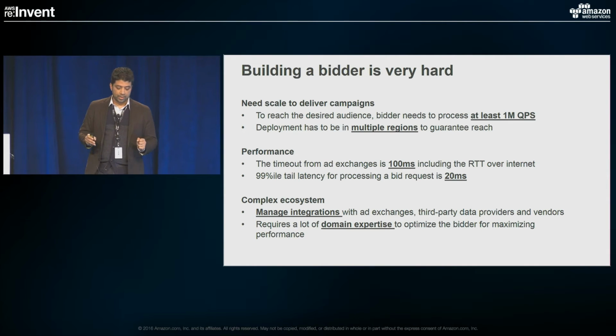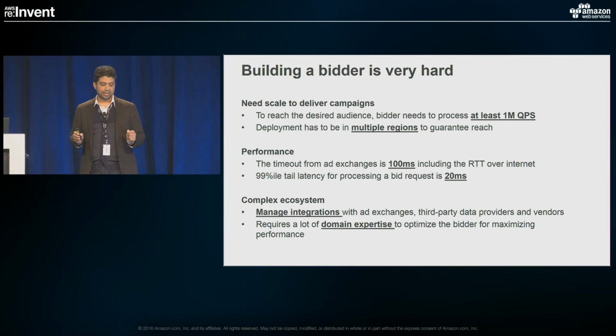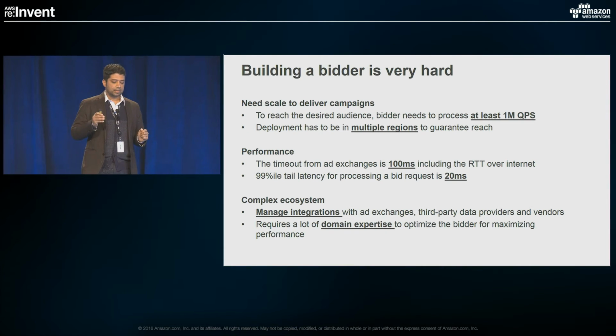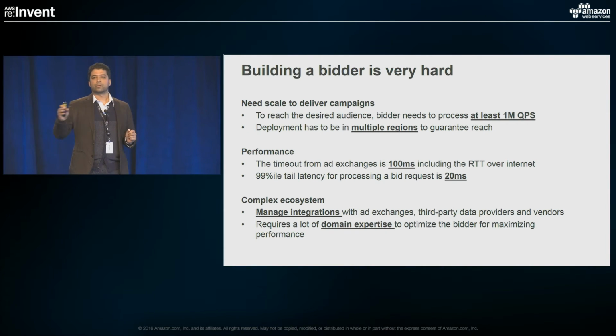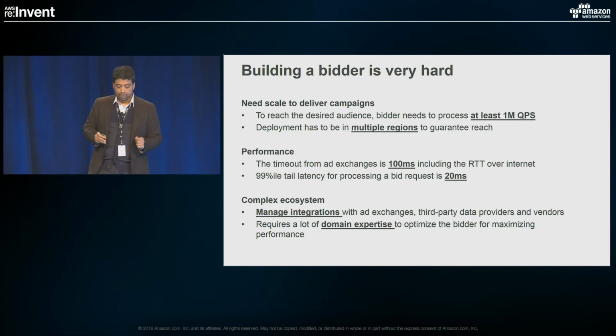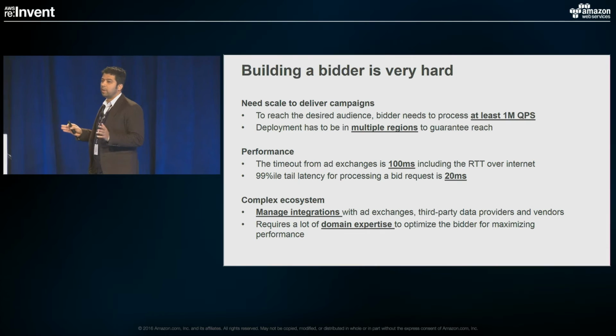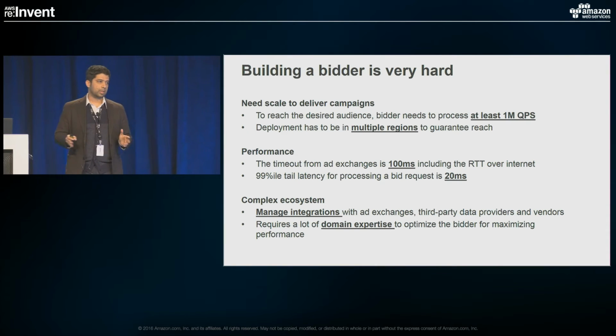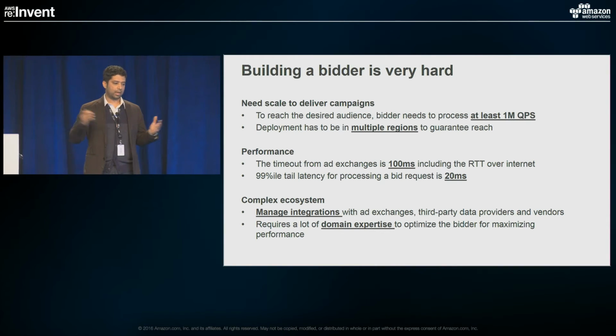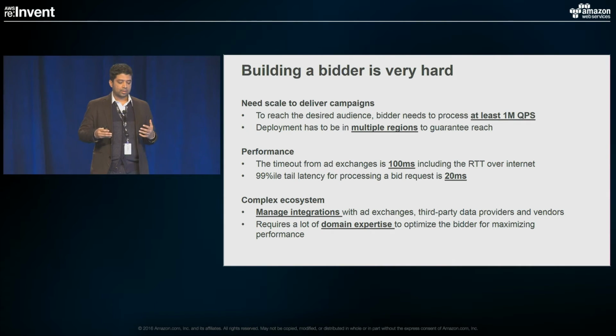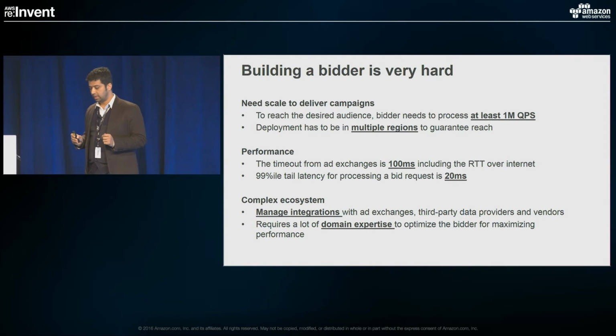And in terms of performance, as I mentioned, an ad transaction on the exchange lasts for only 200 milliseconds, and out of that, the exchanges set a timeout of 100 milliseconds to the bidder, within which they expect to get back a response. In reality, the bidders only get 20 milliseconds to process a request because a large fraction of the time is spent in round trip over the internet. So building a bidder requires aggressive optimization, which is again a non-trivial engineering task.